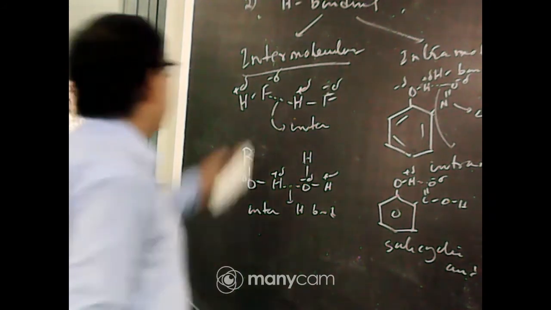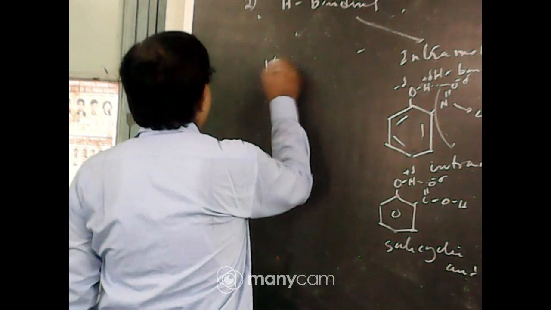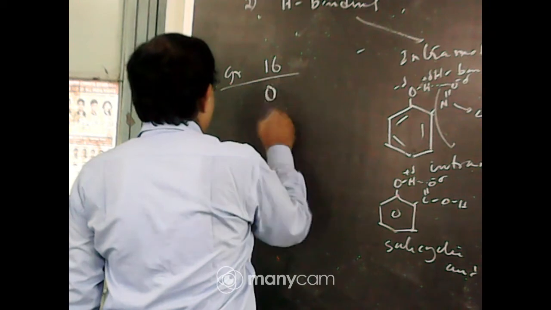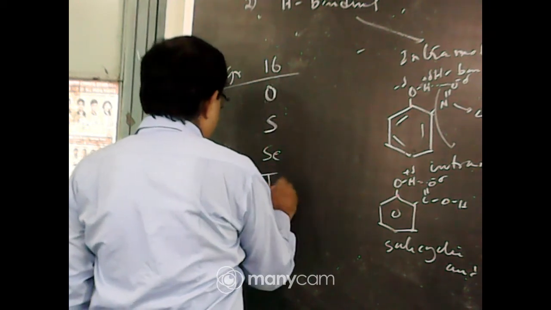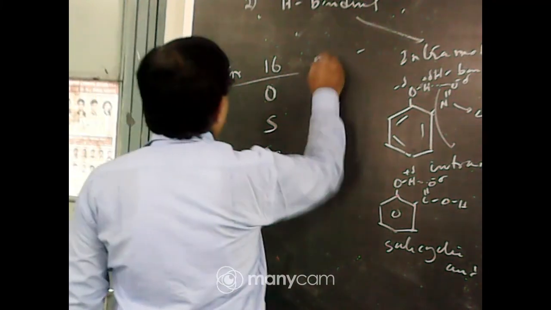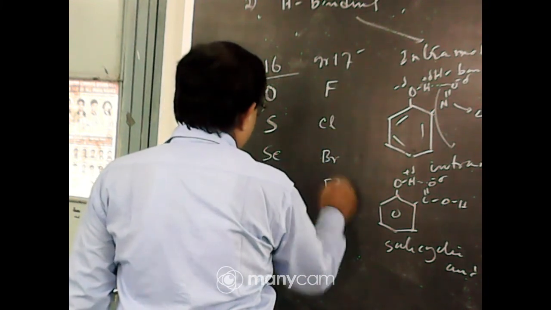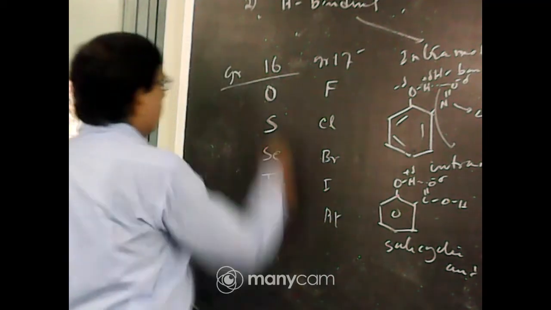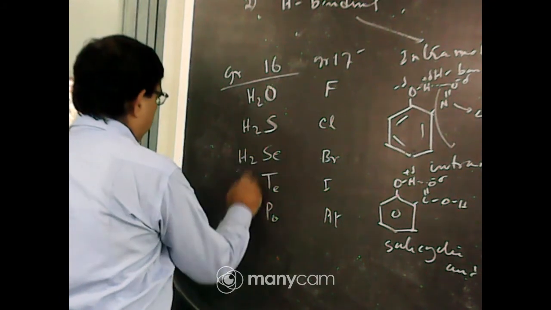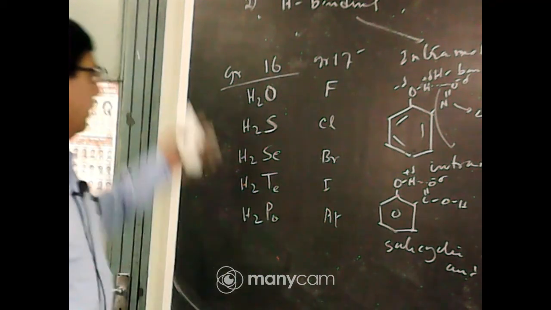Consider the periodic table, group 16. What are the elements? Oxygen, sulfur, selenium, tellurium, polonium. These are the elements of group 16. And group 17, what are the elements? Fluorine, chlorine, bromine, iodine, astatine. Say they are hydrides. What is the formula? H2O, H2S, H2Se, H2Te, H2Po. Now normally all hydrides are of covalent character.